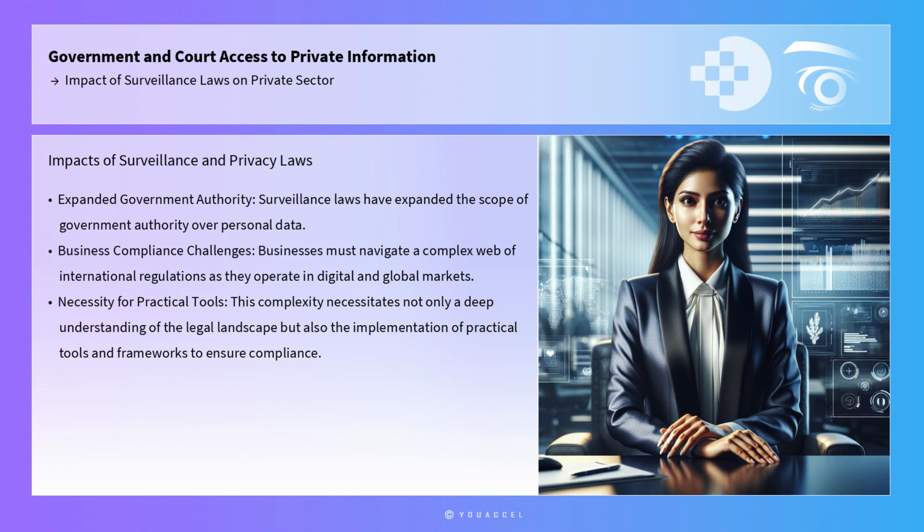Surveillance laws such as the USA PATRIOT Act, the Foreign Intelligence Surveillance Act, and the EU's General Data Protection Regulation have expanded the scope of government authority over personal data. These laws compel businesses to provide access to customer data under certain conditions, often without the knowledge of the individuals involved. As businesses increasingly operate in digital and global markets, they must navigate a complex web of international regulations. This complexity necessitates not only a deep understanding of the legal landscape, but also the implementation of practical tools and frameworks to ensure compliance and protect customer privacy effectively.